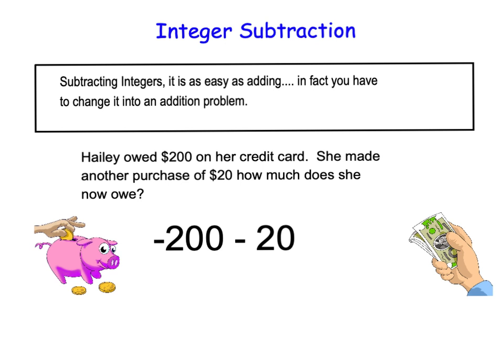Haley owed $200 on her credit card. She made another purchase of $20. How much does she now owe? This is how the subtraction problem would look. You are already down $200, and now you're down 20 more.